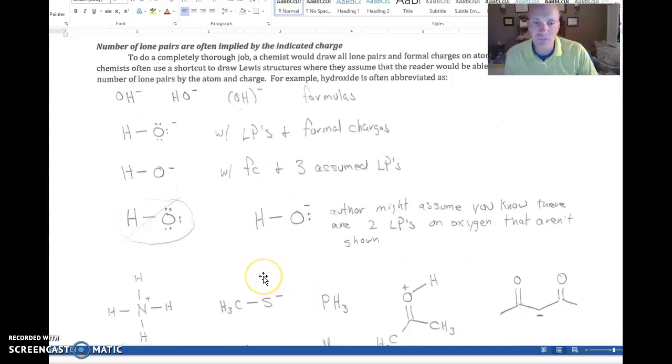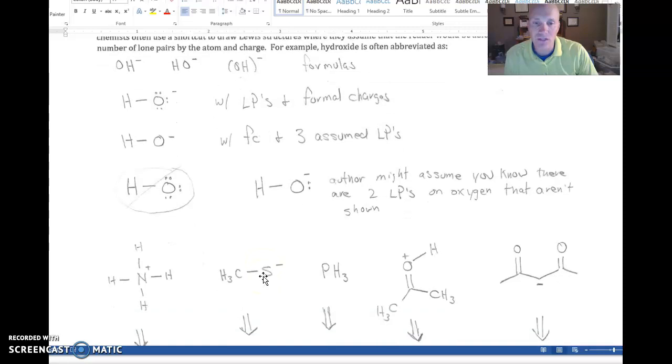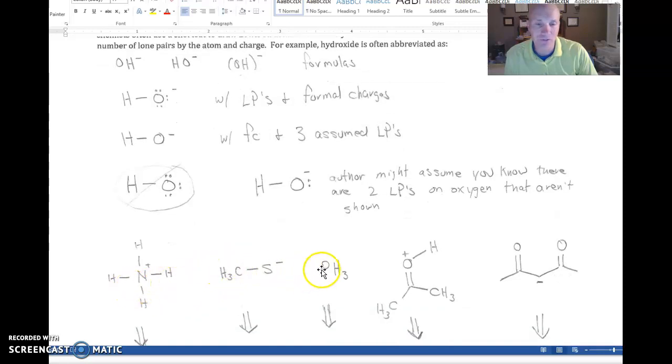All right, so just as practice for this, what I've done here is I've shown a couple of different Lewis structures, with some having formal charges, some not. And what I want you to do is think about if any of these have any lone pairs that are assumed to be there but just aren't drawn. So pause the video, take a look at the structures and see if you can figure out where the missing lone pairs are. And just a hint, some of these might not have any missing lone pairs.